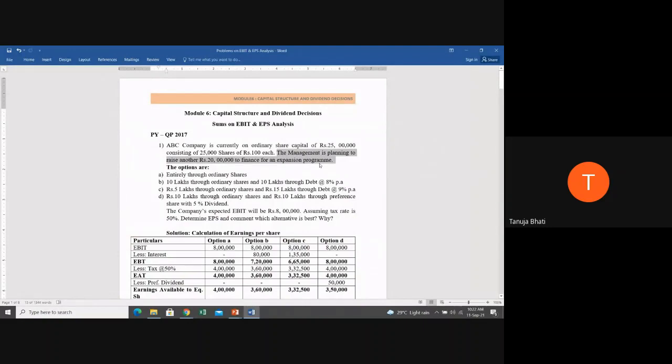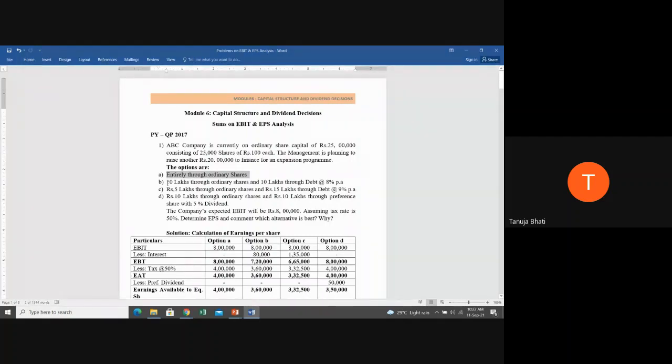See, students, already it has issued equity shares of 25 lakhs. Now the management is planning to raise another 20 lakhs, so it requires another finance of 20 lakh rupees. Now, what options does it have to raise this finance of 20 lakhs? The first option is entirely through ordinary shares, meaning the complete 20 lakhs is raised by issuing equity shares.